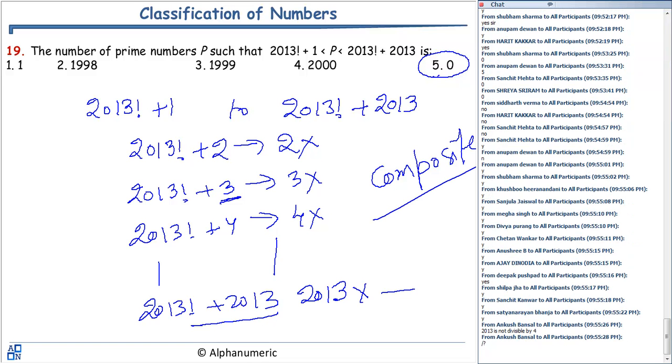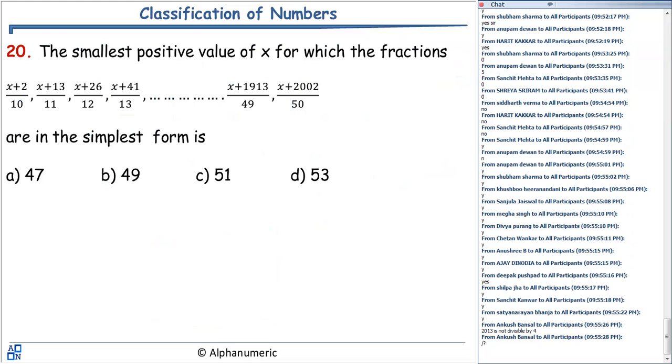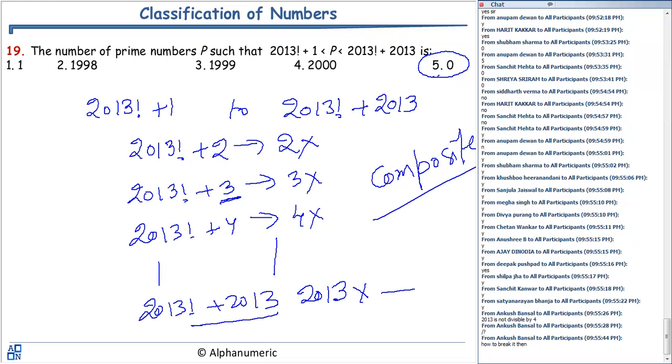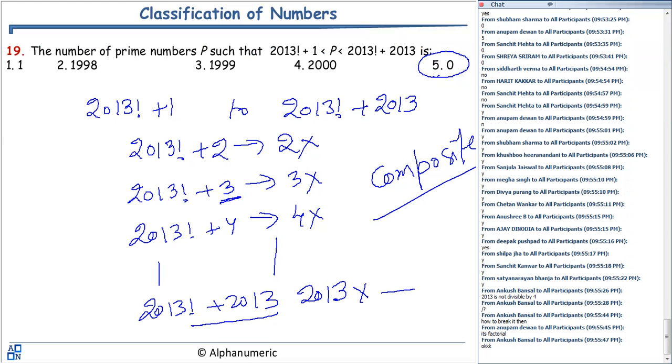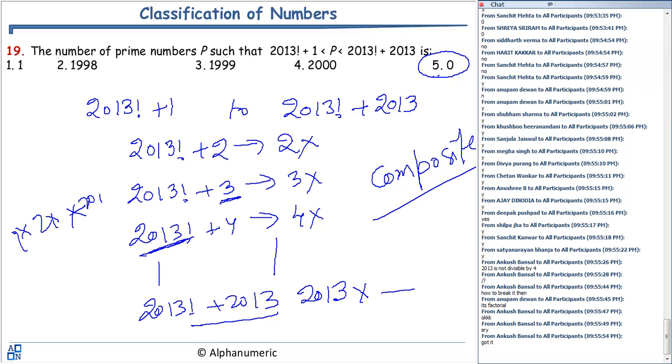Ankush, that's right. 2013 is not divisible by 4. But what does that have to do with this question? This is 2013 factorial, isn't it, Ankush? What is a factorial? 1 into 2 into 3 into 4 up to 2013. Okay? It's a product of the first 2013 numbers. Alright. Solve question number 20, all of you.